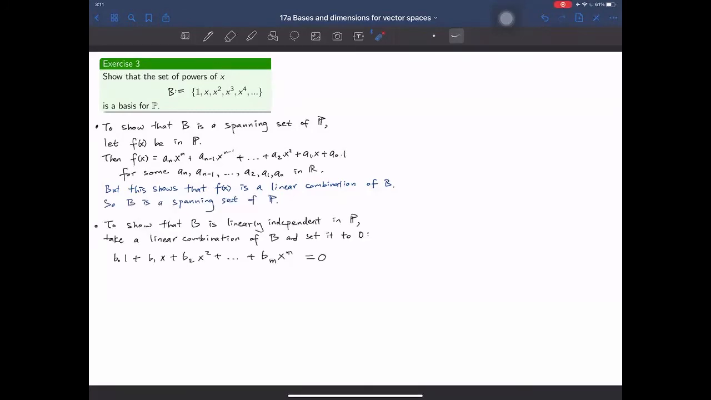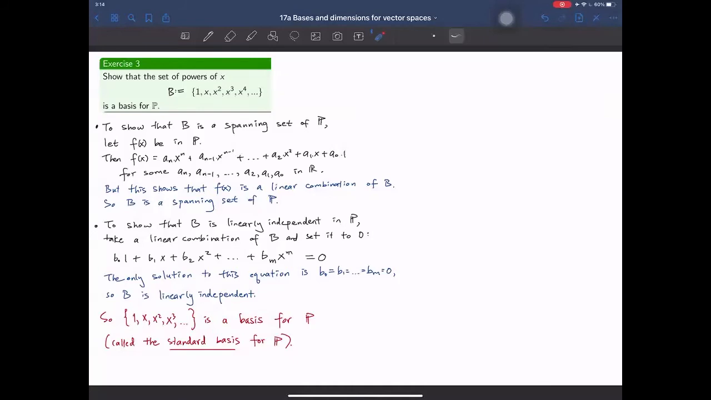To show that B is linearly independent in P, take any linear combination of B and set it to the 0 polynomial. So a linear combination of B would be in this form, and I set it to 0, but the only way this can be true is if each of these coefficients are 0. So our set B is linearly independent, and this shows that B is a basis for P. This is called the standard basis for the vector space P of all polynomials.